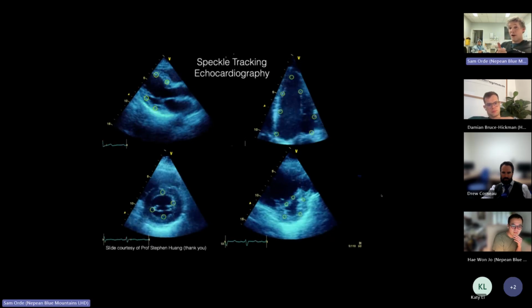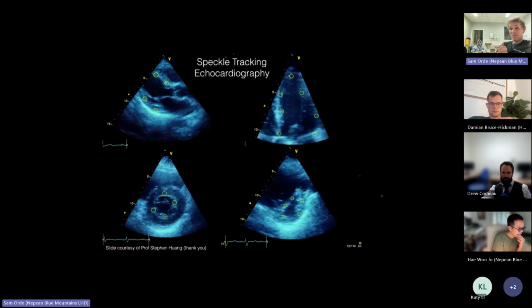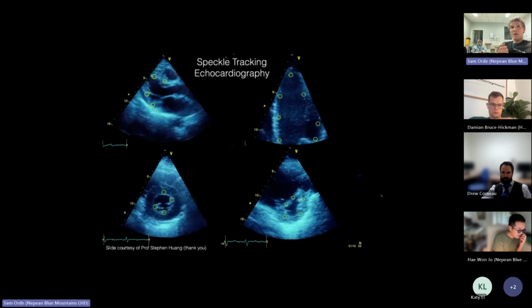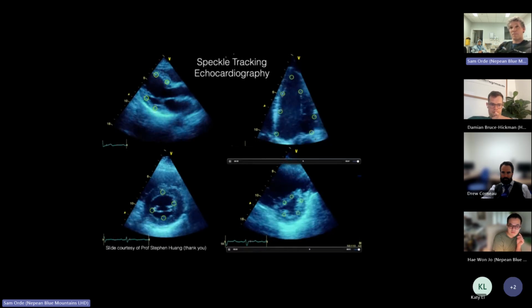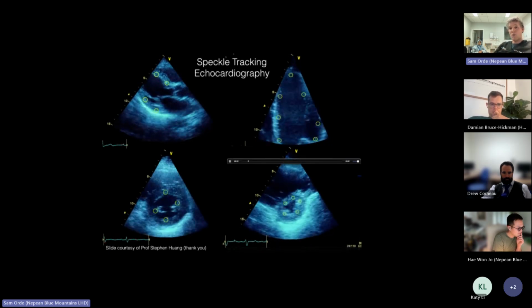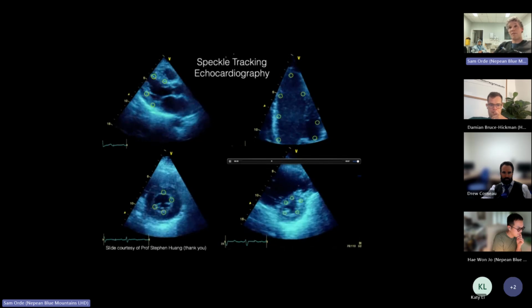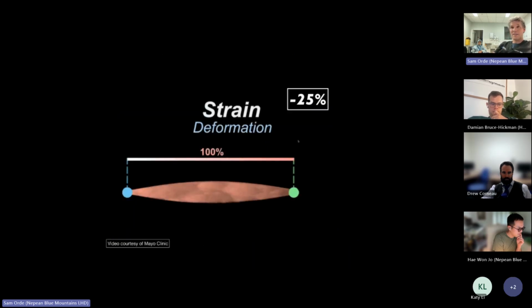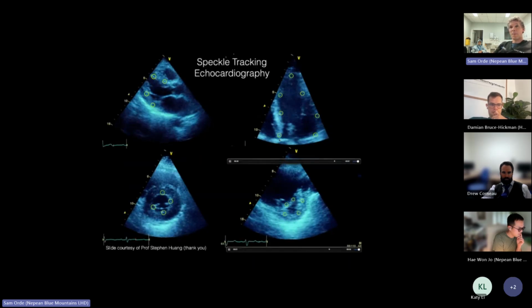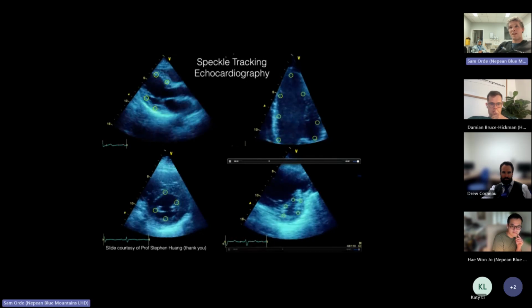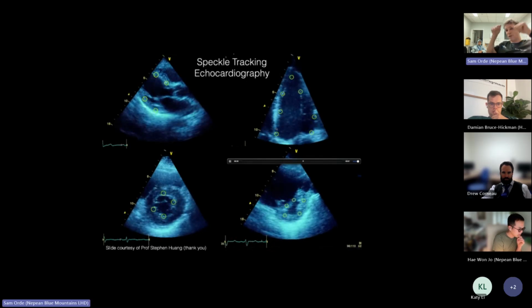Global longitudinal strain is just a pumped up MAPC, where we put the speckles that make up the heart, we track them, and we particularly track them in an apical view. And so this image that we can see here is made up of little dots.